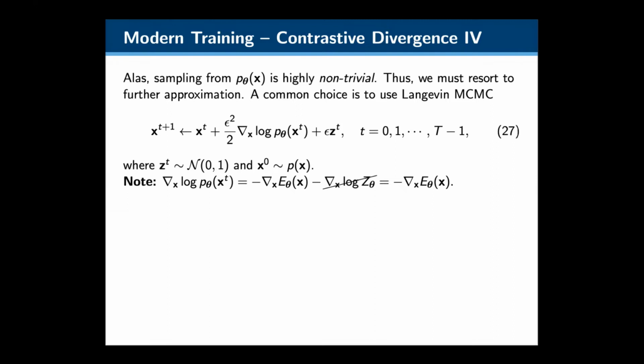Here, there's one thing to note, which is that the score function, the gradient of our model, is actually really easy to evaluate in the case of an energy-based model. As I show here, it's basically just the negative gradient of the energy function. So that works out quite nicely.